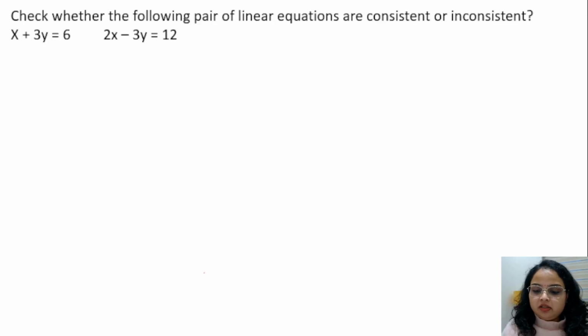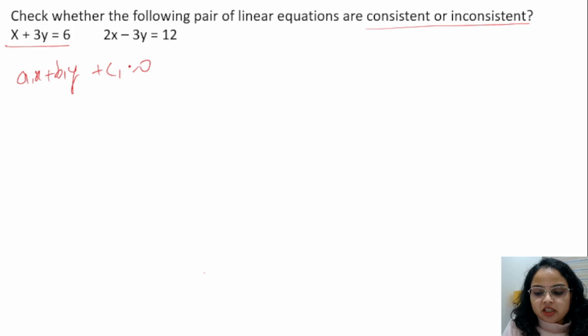Next one, we have to check whether the following pair of linear equations are consistent or inconsistent. Here in the first equation, we will write a1x plus b1y plus c1 is equal to 0.